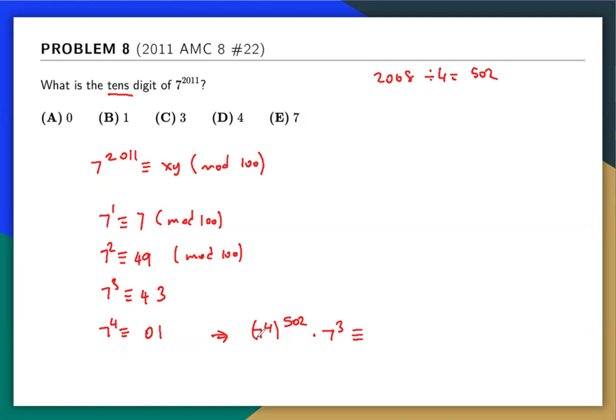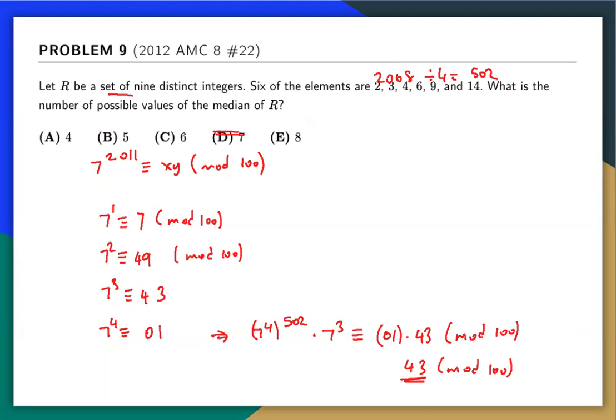But at the same time, 7 to the 4th is 01. If you take any power of 01, you still get 01. And then 7 to the 3rd is 343, so that is 43, and this is mod 100. So if you multiply that, you get 43 mod 100. Meaning that this is our remainder if you divide this huge number by 100, and we are interested in the tens digit, so the tens digit is just 4. So that is choice D. And that was number 8.